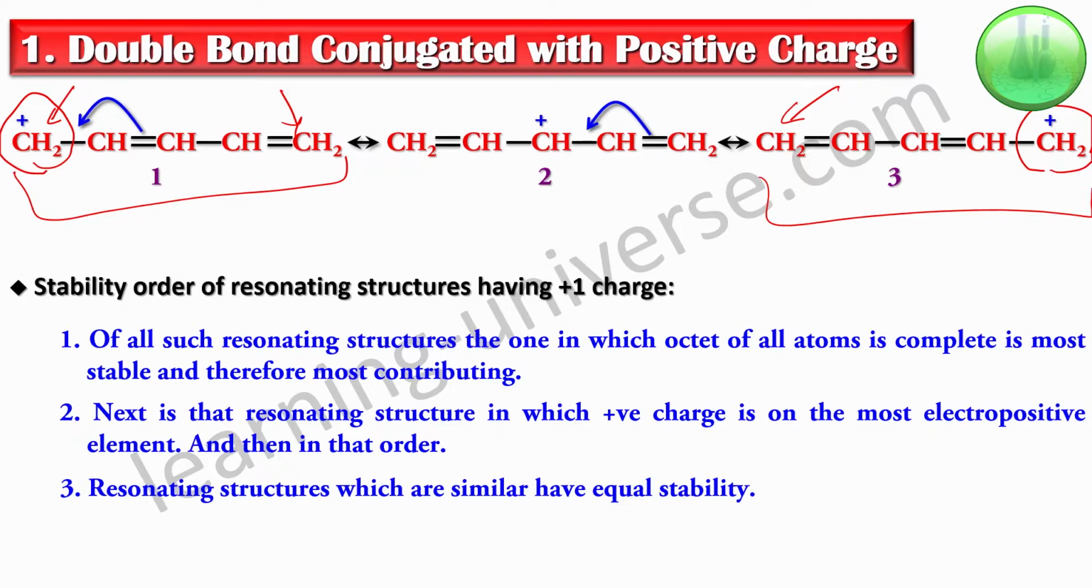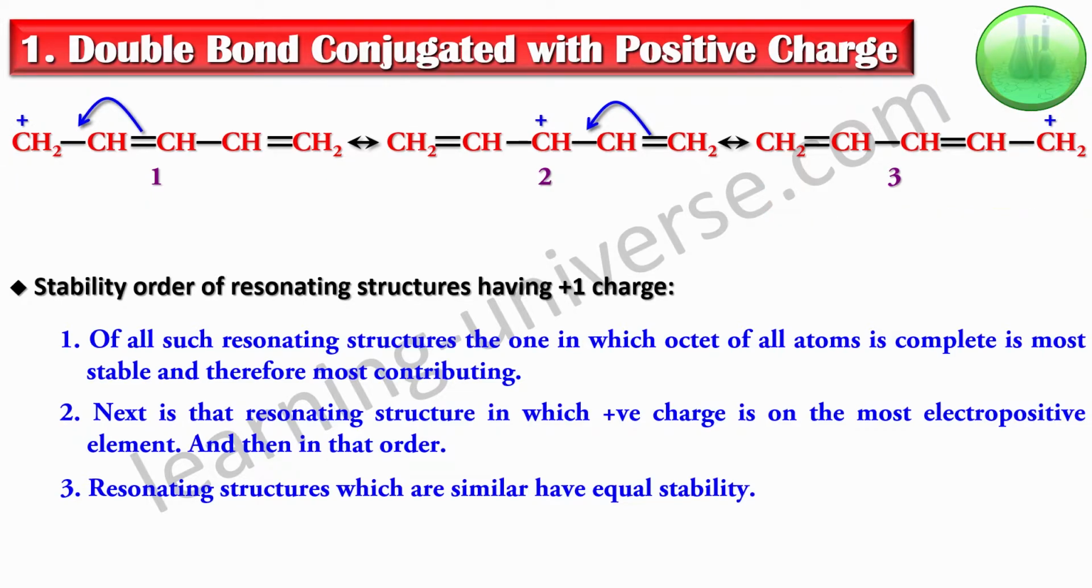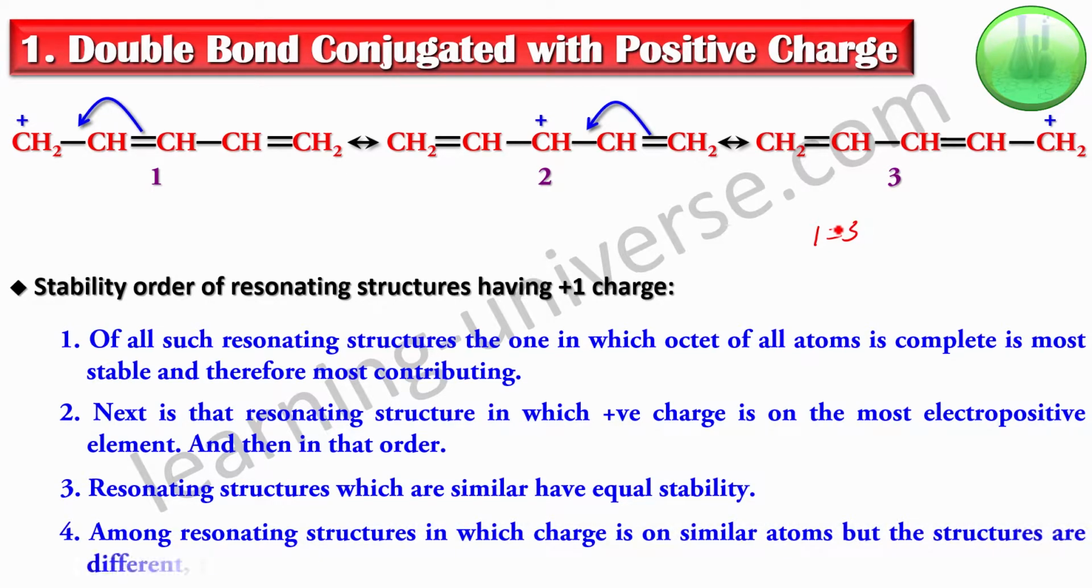Different in the sense that different atoms have positive charge, different atoms have octet complete, but similar in the sense their energy would be the same. And therefore, if their energy is going to be same, they will have equal stability. So at least one thing that we can gather from point 3 is that structure 1 will be as stable as structure 3.